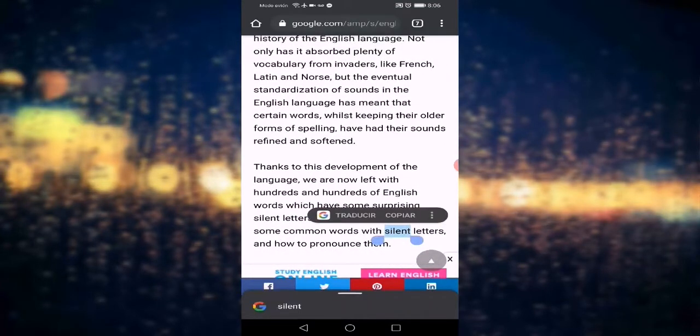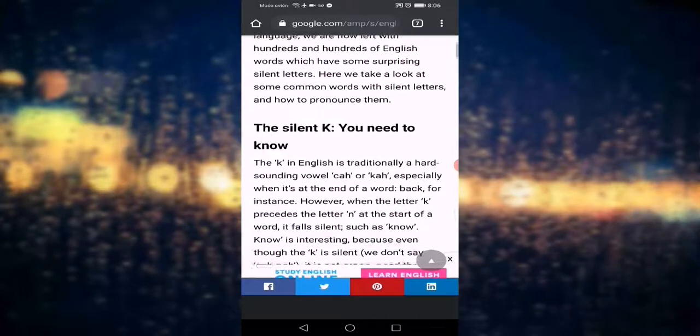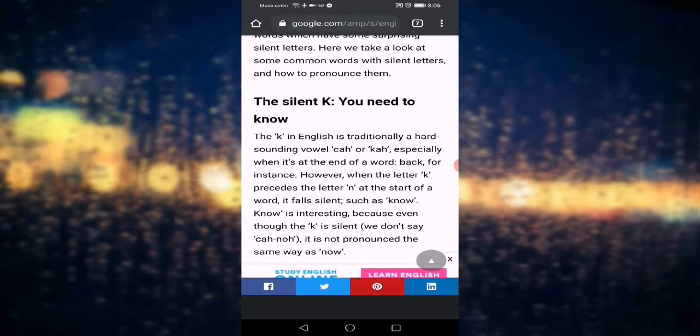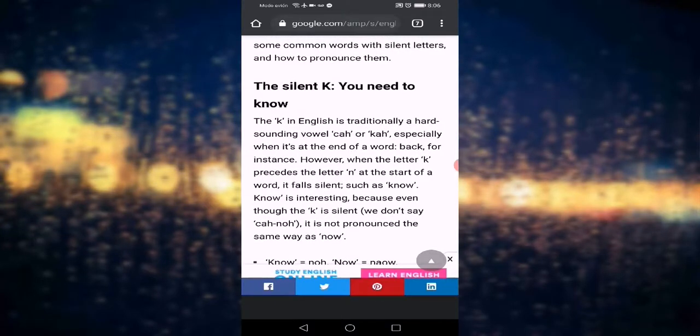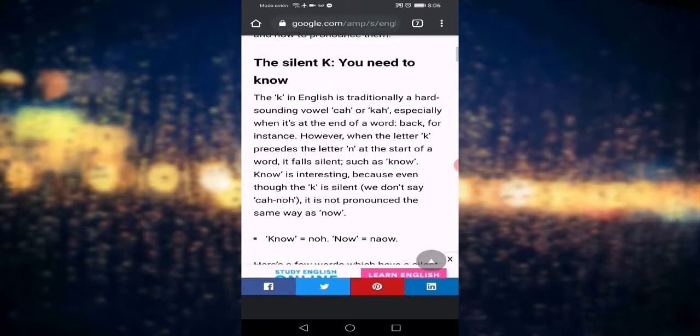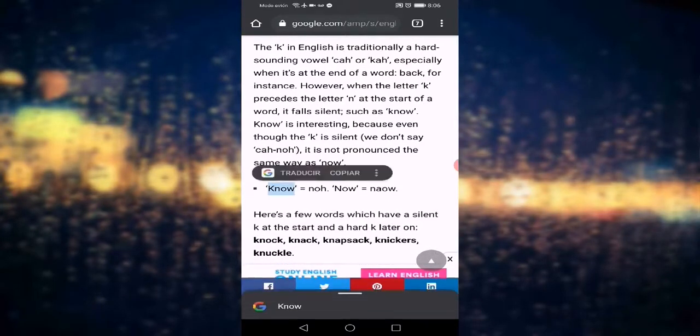The first silent letter that I am going to talk about is the K. The K in English is traditionally a hard sounding consonant that will sound like K or Ka, especially when it's at the end of a word like back. However, when the letter K precedes the letter N at the start of the word, it falls silent, such as know. This is a very interesting word because even though the K is silent, we don't say the sound like K or no. It is not pronounced the same way as no. We can see the difference over here.